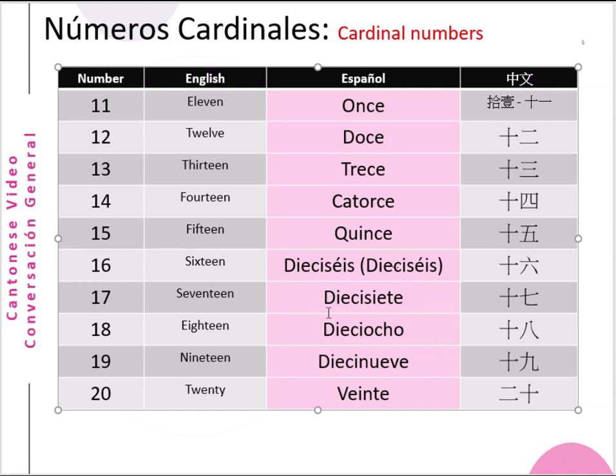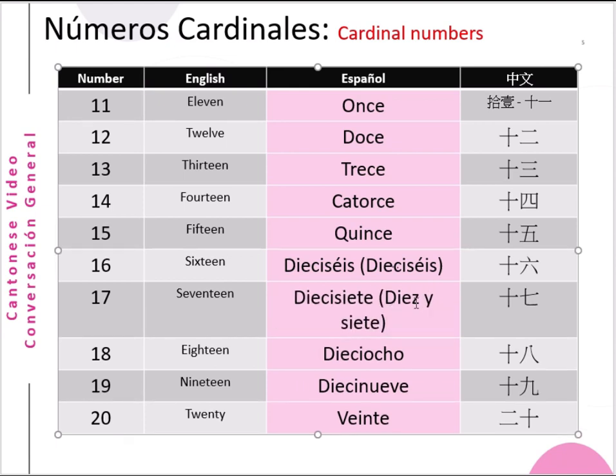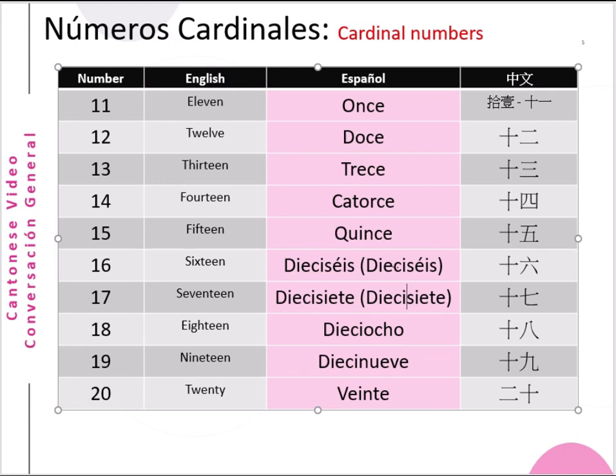This is the same with diecisiete, 17. The actual words are diez y siete. We change the Z to C, then we change the Y to I, and then we combine these three words into one. So we get diecisiete, 17. 18, dieciocho. 19, diecinueve. 20, veinte.